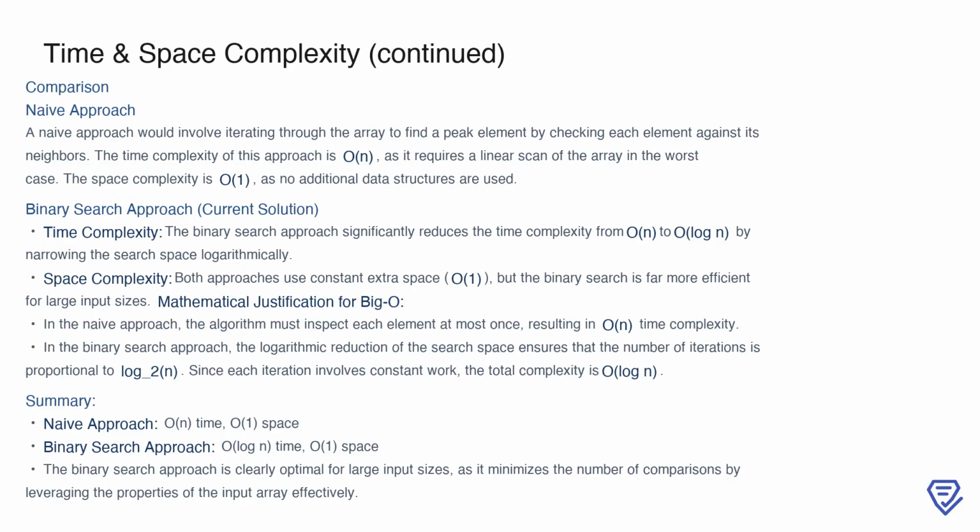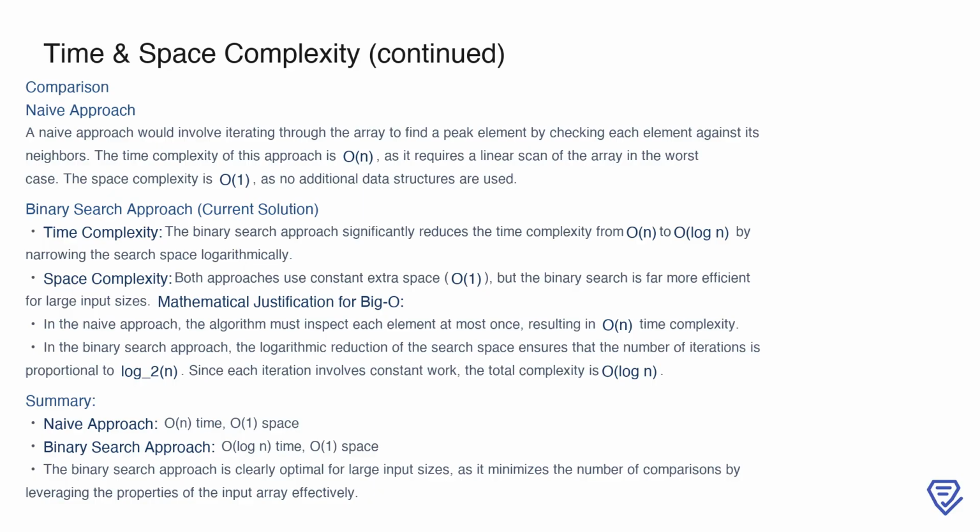Now, let's compare the binary search approach with a naive method. The naive approach involves iterating through the array to check each element against its neighbors, which leads to a time complexity of O(n). This is because, in the worst case, it requires a linear scan of the entire array. However, the space complexity for the naive approach is still O(1), as it doesn't use any additional data structures. On the other hand, the binary search approach significantly improves the time complexity by reducing it from O(n) to O(log n). This improvement comes from the logarithmic narrowing of the search space, which minimizes the number of comparisons needed.